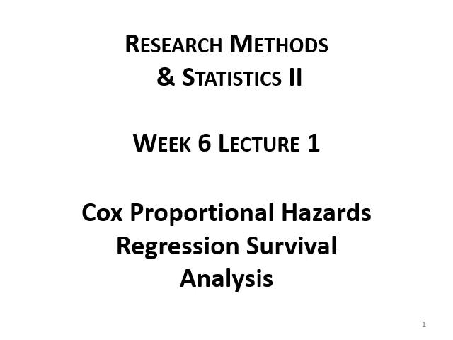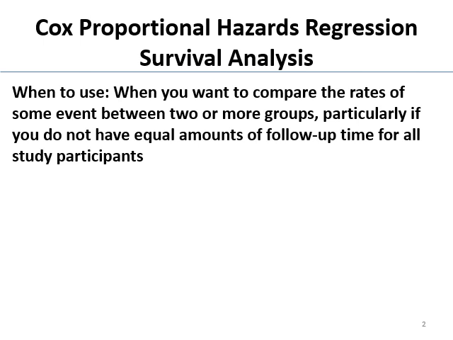All right, let's do week 6, lecture 1, Cox proportional hazards regression, aka survival analysis. So when do you use this survival analysis? Well, it's when you want to compare the rates of some event between two or more groups, particularly if you do not have equal amounts of follow-up time for all study participants. So the important parts are here, it's rates of things, and you do not have equal follow-up like you did with logistic regression, for example.